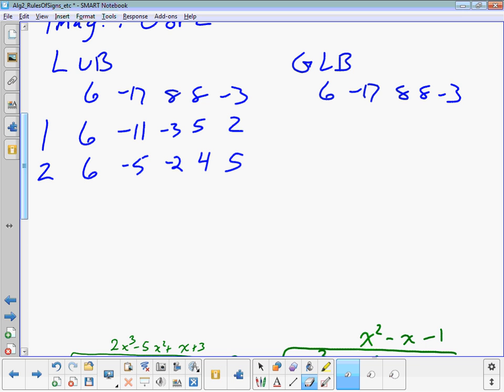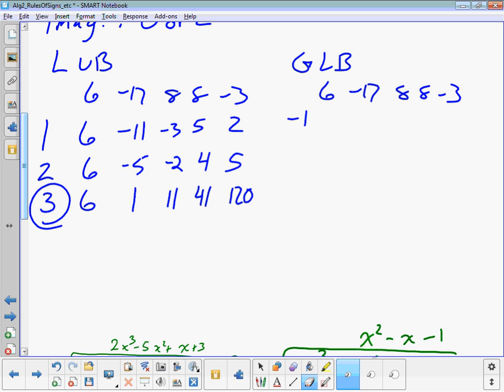Okay, one last. Let's try again. 6 times 3 is 18 plus 11. That gives me a 1. 3 and 1 is 3 plus 8. That's 11. 33 plus 8 is 41. 41 times 3 minus 3 is 120. So we have our upper bound at 3. We don't have to pick any numbers over 3. That's good.